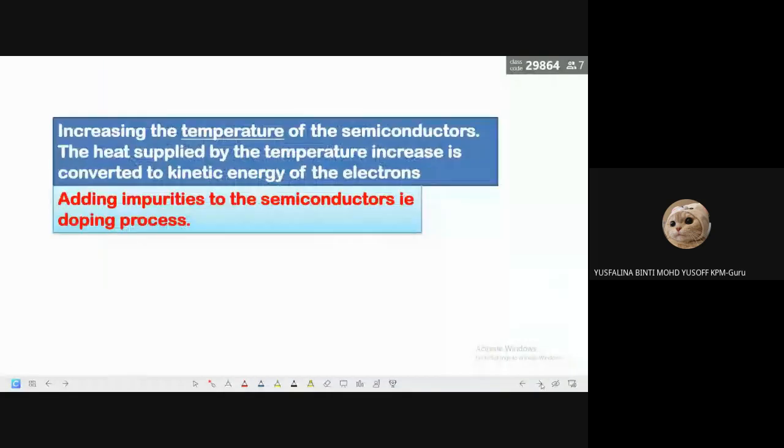Alright, so increasing the temperature of the semiconductor, the heat supplied by the temperature increase is converted to the kinetic energy of the electrons. So if you increase the temperature of the semiconductor, it means you increase the heat energy, right? So the heat energy will make the temperature increase and it will convert to kinetic energy. So that's why it can break away from the bonds.